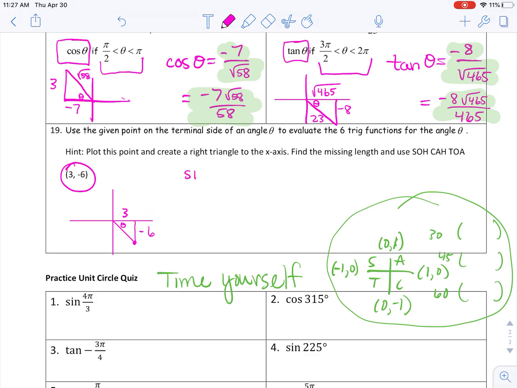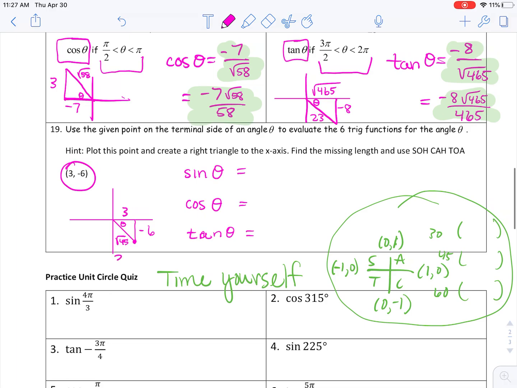And I need to evaluate for the sine, cosine, and tangent. And then I'll do the reciprocals as well. In order to find all my ratios, I do need my hypotenuse. So I'm quickly going to go ahead and do the Pythagorean theorem. 3 squared is 9, plus -6 squared is 36. So I get a radical 45 here. Now there is a perfect square of 9, so I'm going to bring out a 3 and then have a radical 5. So did some simplifying to get that radical.